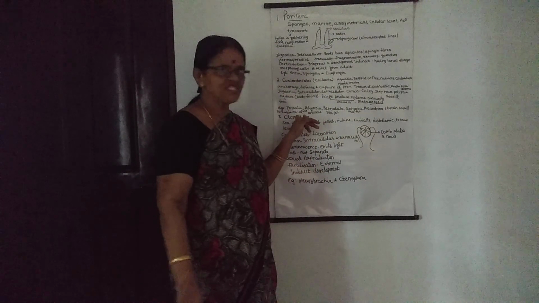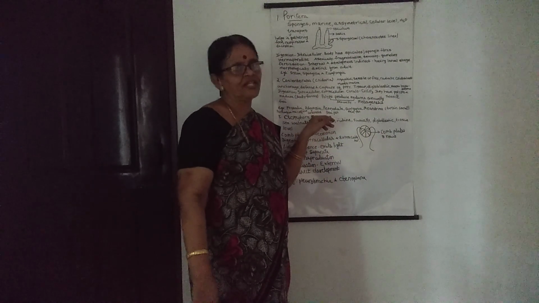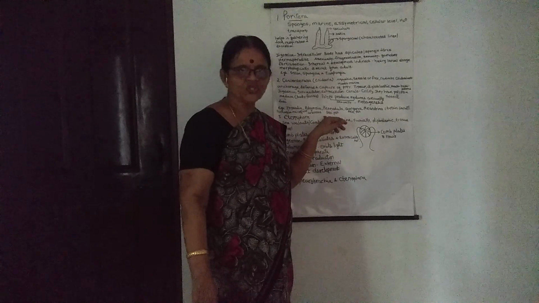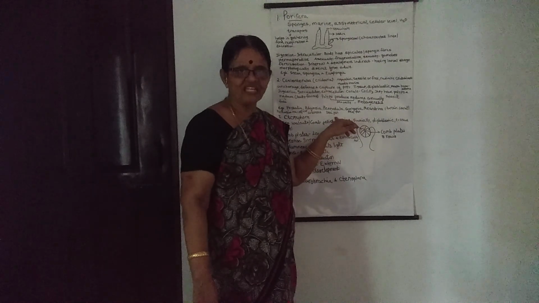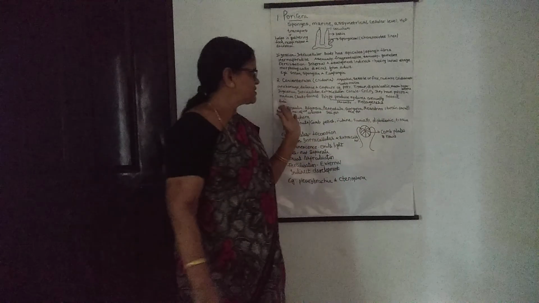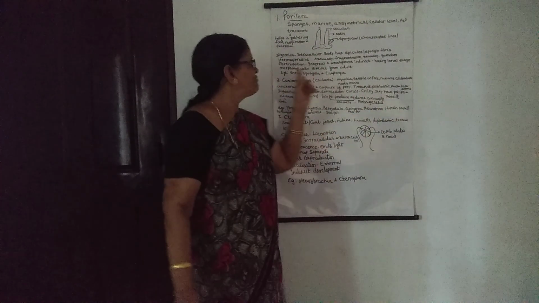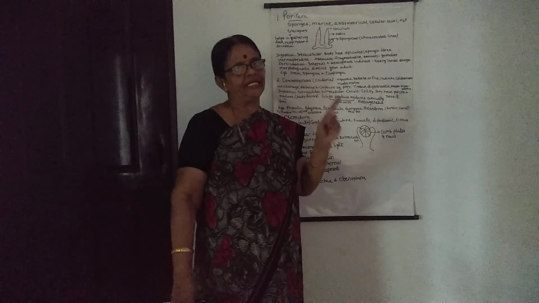Physalia is called the Portuguese man of war. Adamsia is called sea anemone. Pennatula is called the sea pen. Gorgonia is called the sea fan. Meandrina is called the brain coral. So these are the examples of the phylum Coelenterata, or it is called the Cnidarians.